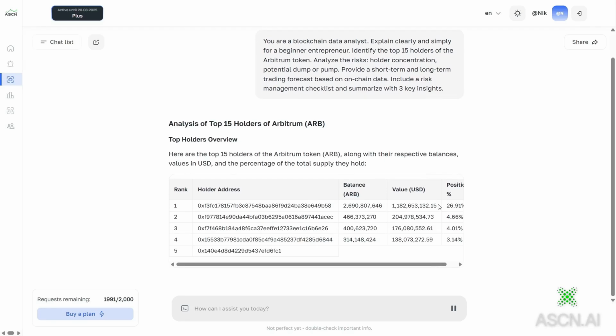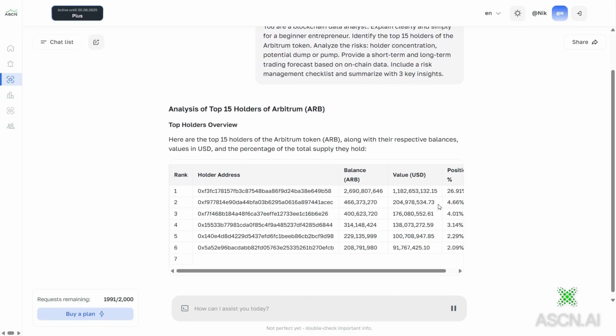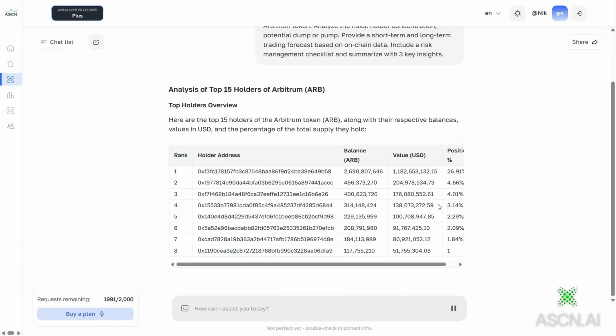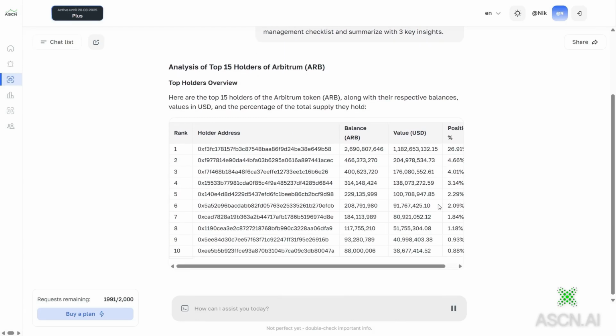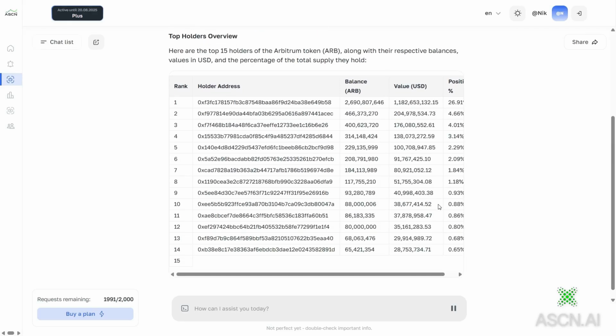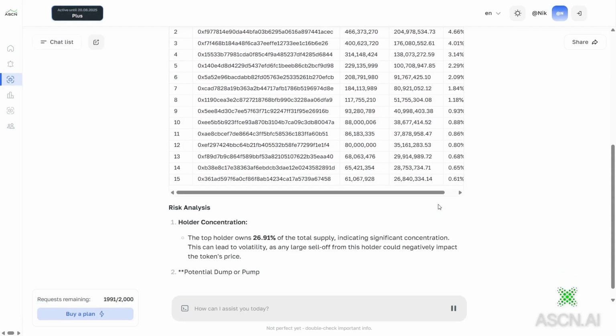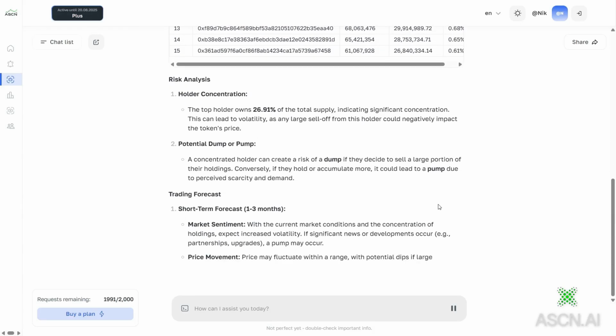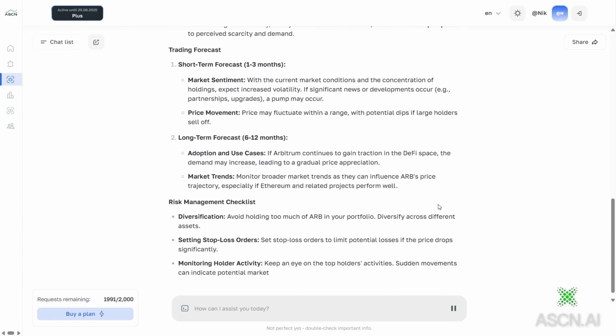It's convenient that the whale's balance is displayed in a table, along with their wallet balance in dollars and the total emission relative to the overall token supply. We can see that there is one very large wallet holding 45.99% of all tokens. Most likely, this is the team's wallet. We are also given a brief summary. Now let's read and figure out what exactly ASCN.AI has provided us.